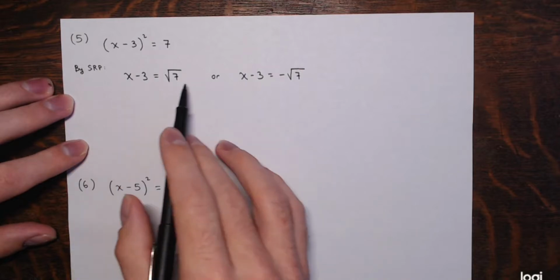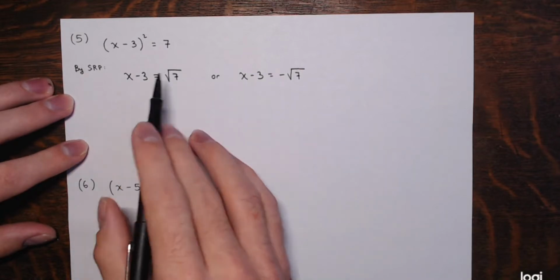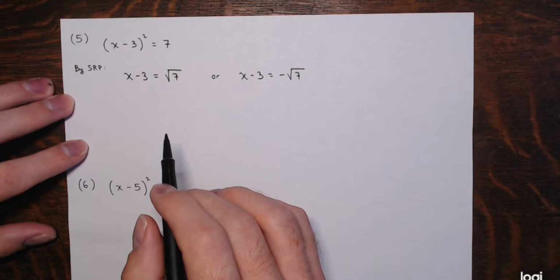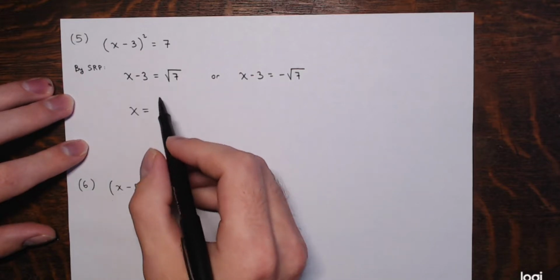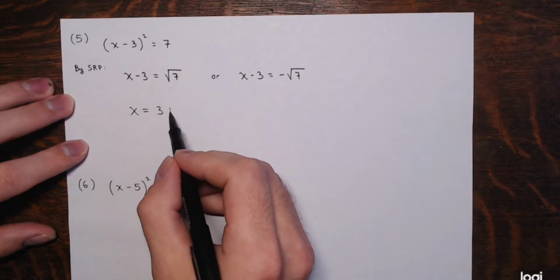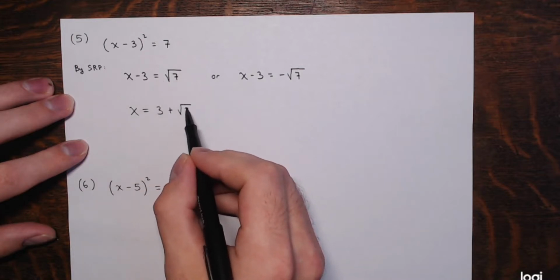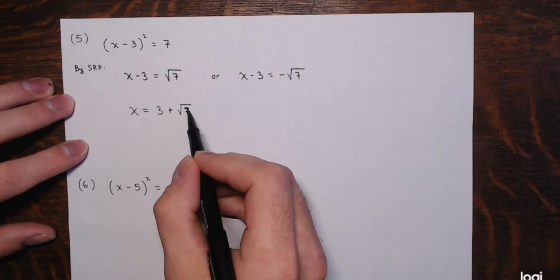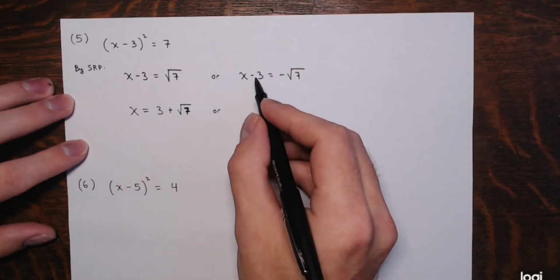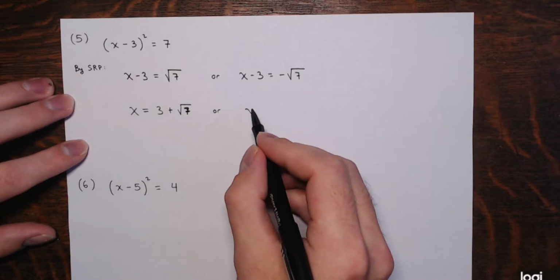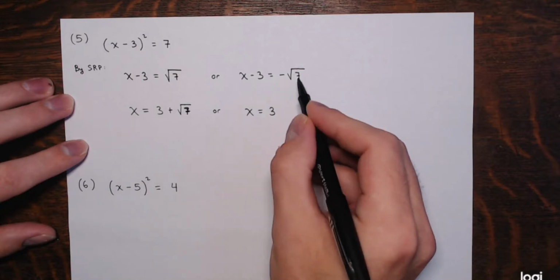But I'm not done yet. I still have to add 3 to both sides of these equations to get x alone. So we get x equals 3 plus the square root of 7. That's one possible solution. Or, adding 3 here, x equals 3 minus the square root of 7.